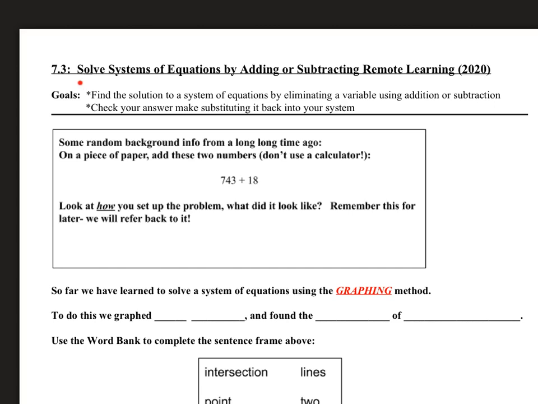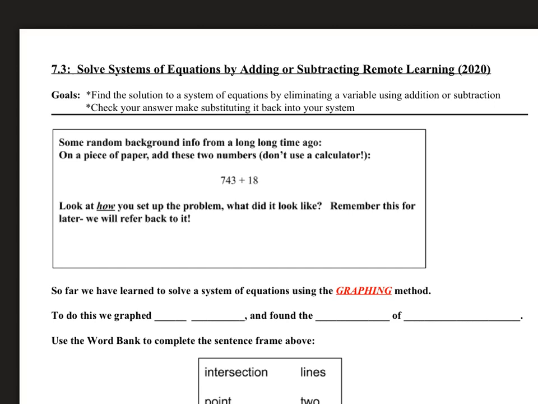So first, I just want to talk about what our goals are for today. Our goals are going to be to find the solution to a system using addition or subtraction, the goal being that we're going to eliminate a variable. And I think you'll find that it'll be kind of nice and smooth, hopefully.